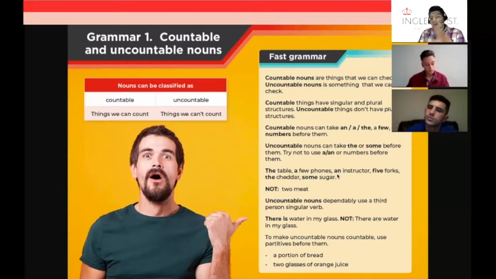Todas las que llevan a o an son countables. ¿Y el significado de instructor? La forma plural sería instructors, de modo que sí se puede contar. Podemos decir 2 instructors, 3 instructors, 4 instructors, no importa. ¿Ok? ¿Pero qué es instructor? Instructor se refiere a cualquier tipo de instructor en cualquier disciplina. Ok. O sea, los incontables serían los sentimientos.